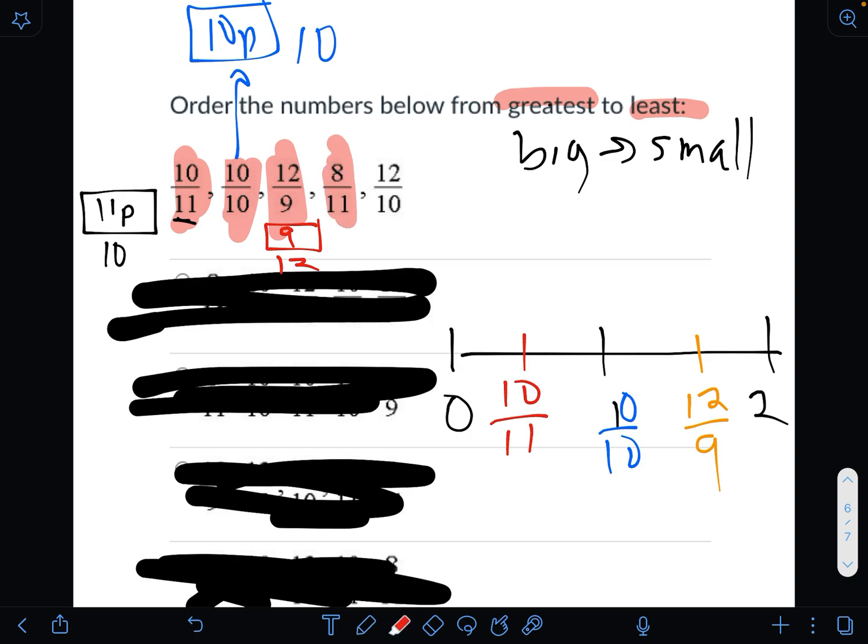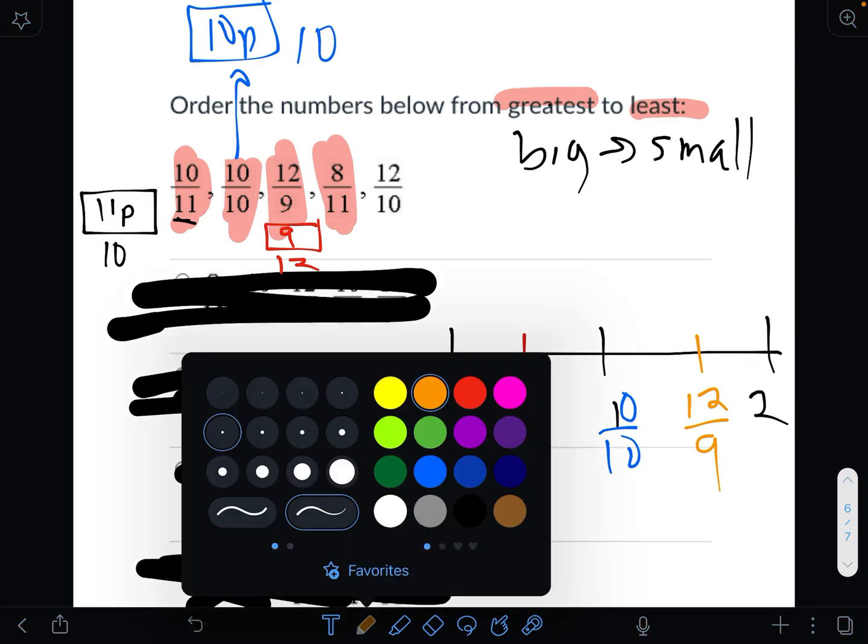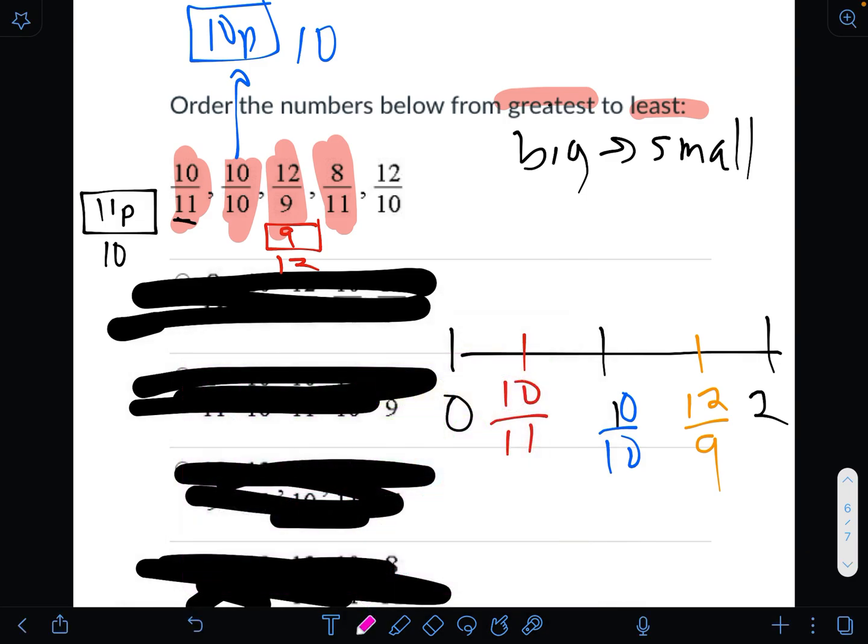Okay? Next, 8 elevenths. Now I think we got the hang of it. We know 8 elevenths is less than 1. So now the question is, is 8 elevenths less than 10 elevenths or more than 10 elevenths? Well, if I have an 11-piece candy bar and I like candy bars, I probably want to eat 10 of those pieces instead of 8. So because of that, 10 over 11 is bigger than 8 over 11. Okay, you getting the hang of this?